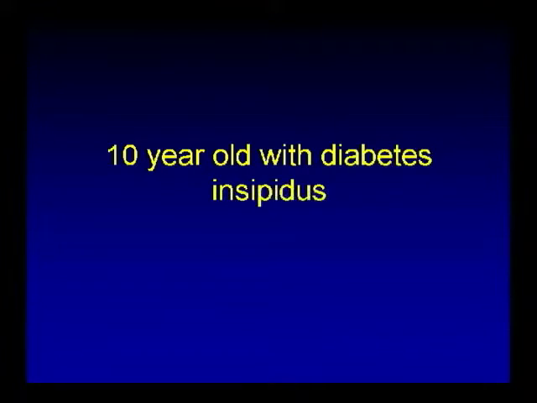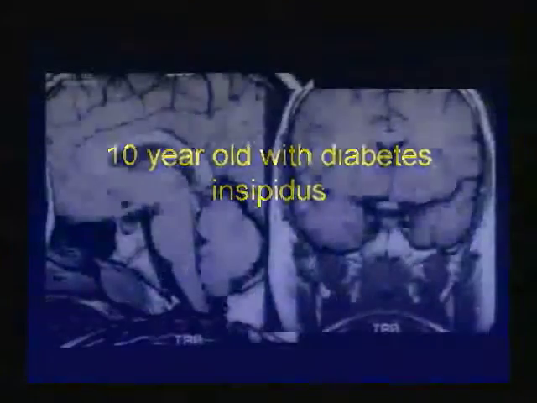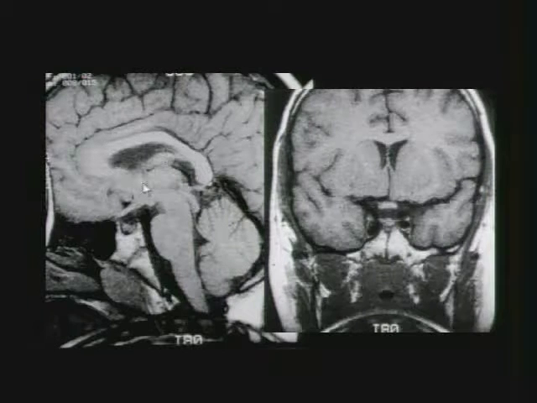Next case is a 10-year-old with diabetes insipidus. Here we can see a brain MR, and sometimes the hardest thing to remember is that you have to look for what isn't there, and we don't see a posterior pituitary bright spot on this patient. That can be seen with dehydration. It can be seen with diabetes insipidus, but it's an abnormal finding.